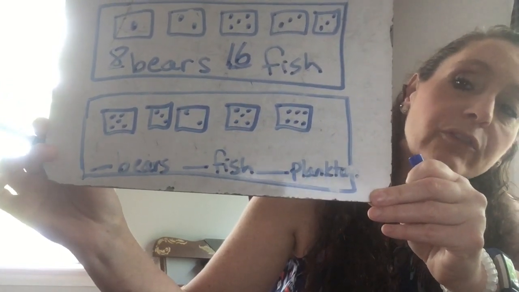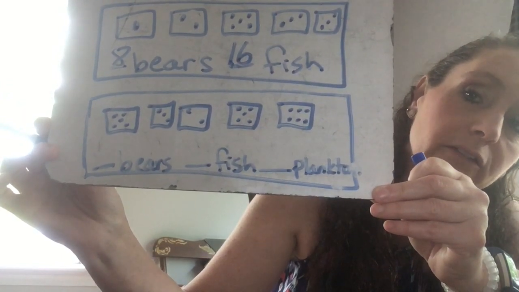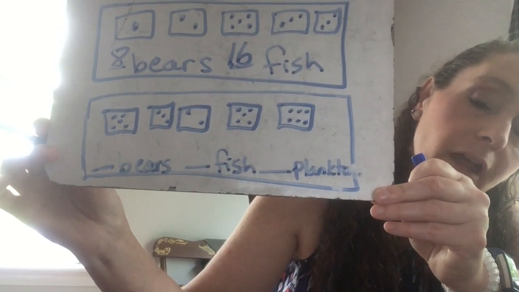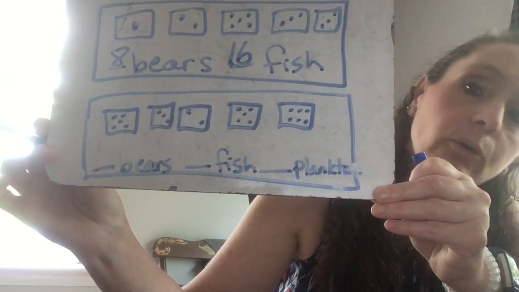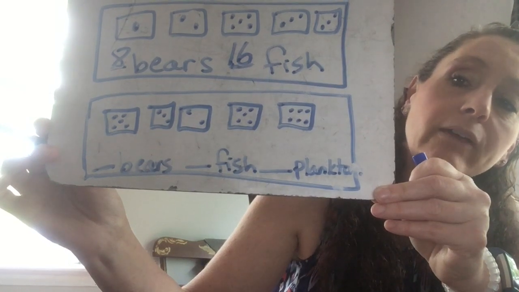So let's first of all count the bears. So there's 4 on the first dice, 2 bears on the second, nothing on the third, 4 on the fourth, and nothing on the fifth. So I have 4, 8, 9, 10 bears.